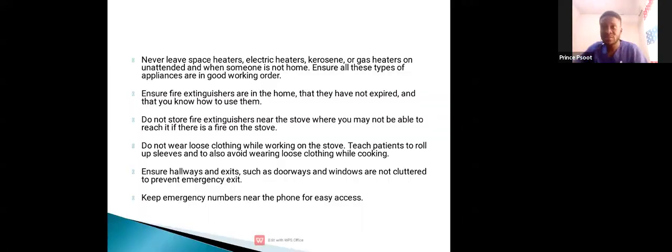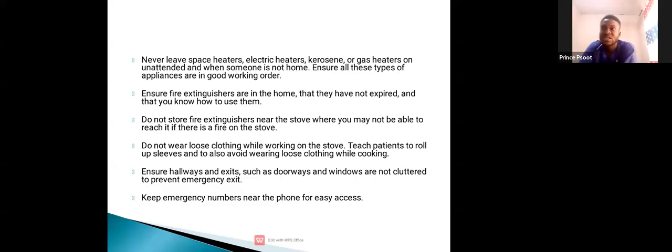Then never leave space heaters, electric heaters, kerosene or gas heaters unattended. And when someone is not at home, don't use them. Ensure all these types of appliances are in good working order. Then you ensure the fire extinguishers are in the home, they have not expired, and that you know how to use them.